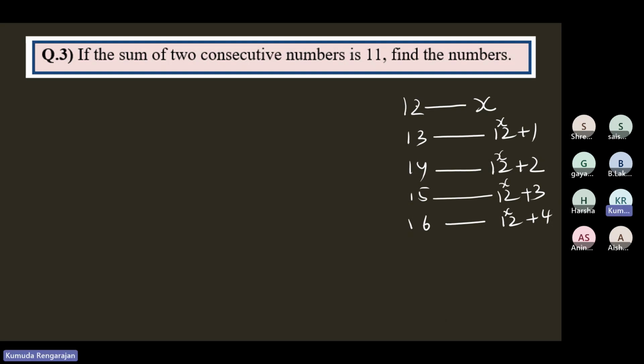So in our example, 12, 13, 14, 15, 16. These are the consecutive numbers, 5 consecutive numbers we've taken up. And if you call 12 as x, we're trying to find the other numbers in terms of x. So we know 13 can be written as 12 plus 1. We'll write all the numbers using 12. So 12 plus 1, 12 plus 2, 12 plus 3, 12 plus 4. But 12 is x. So x plus 1, x plus 2, x plus 3, x plus 4.